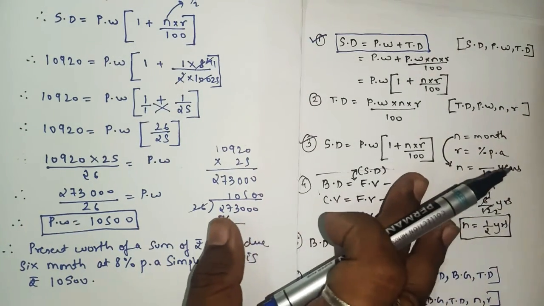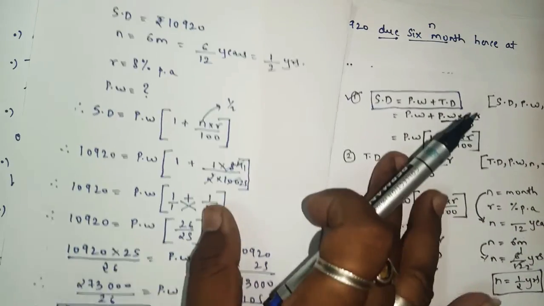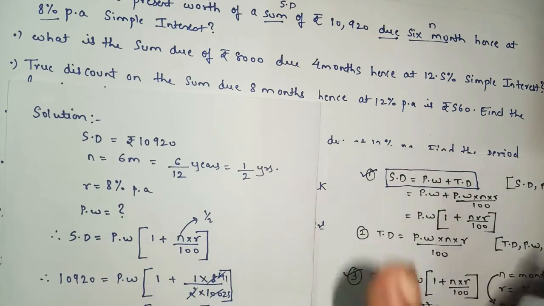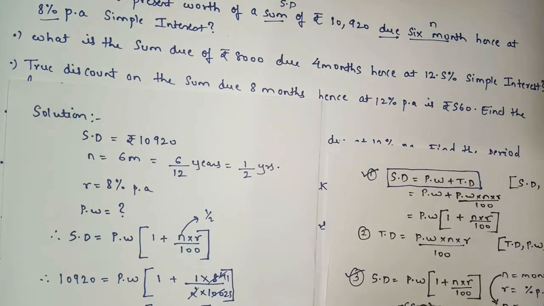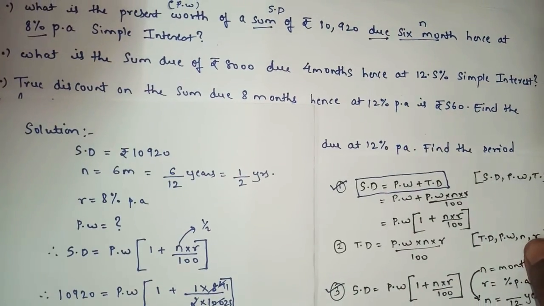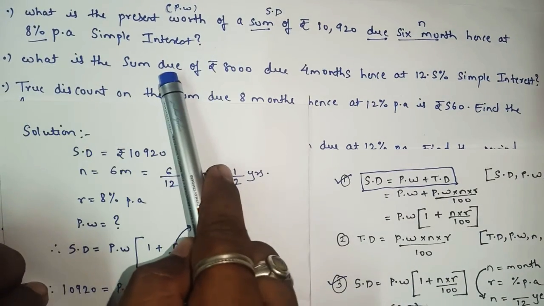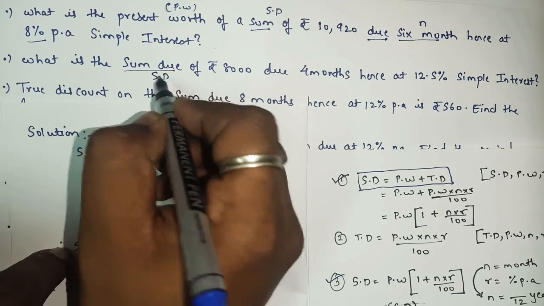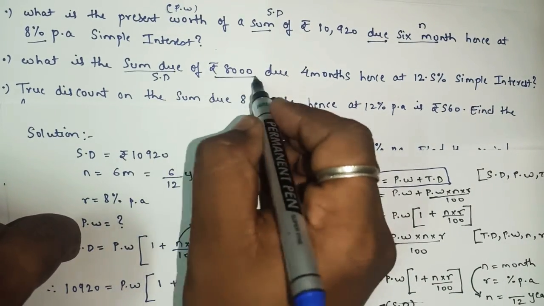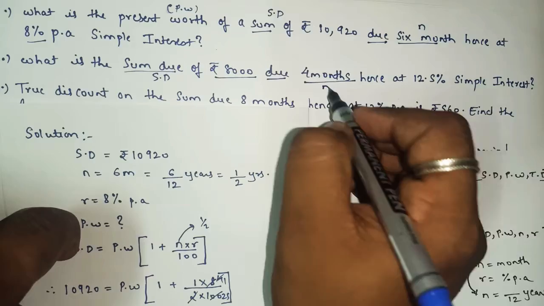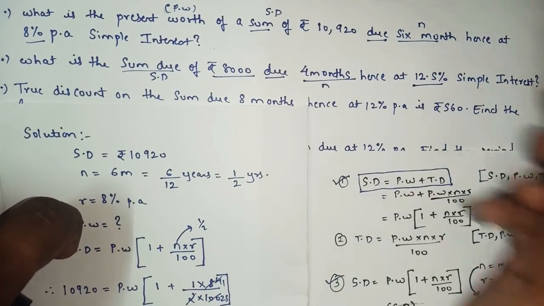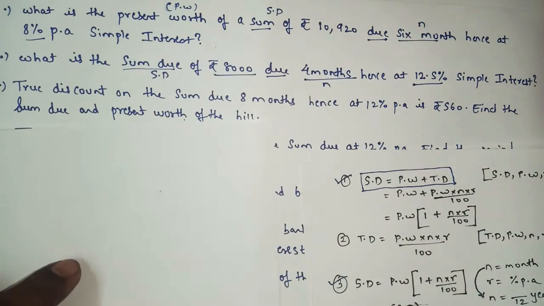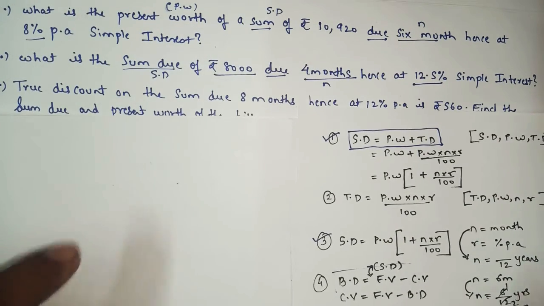So let's move on to the next sum. Okay, so here the next sum says what? What is the sum due? That means we have to find ST of rupees 8,000 due. N is given. Rate of interest we have is 12.5 simple interest. Okay, we have to find ST. We have to find SG.